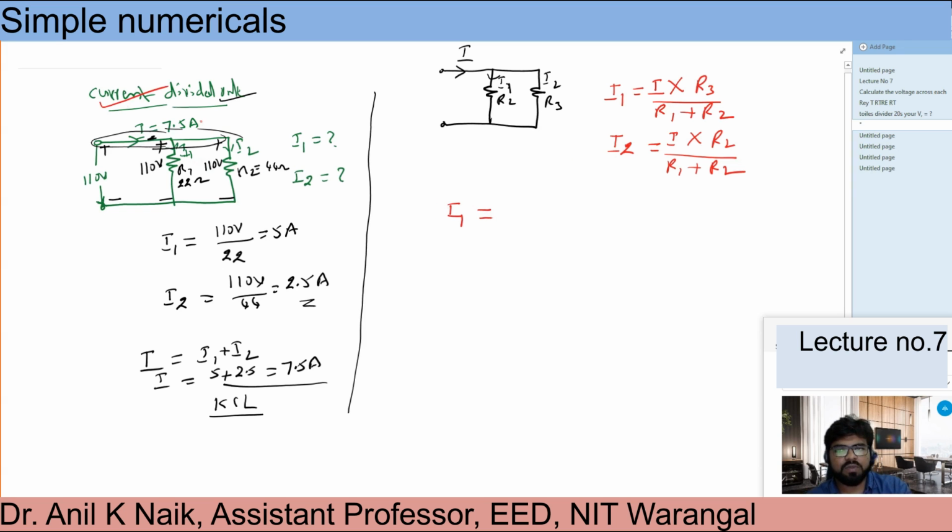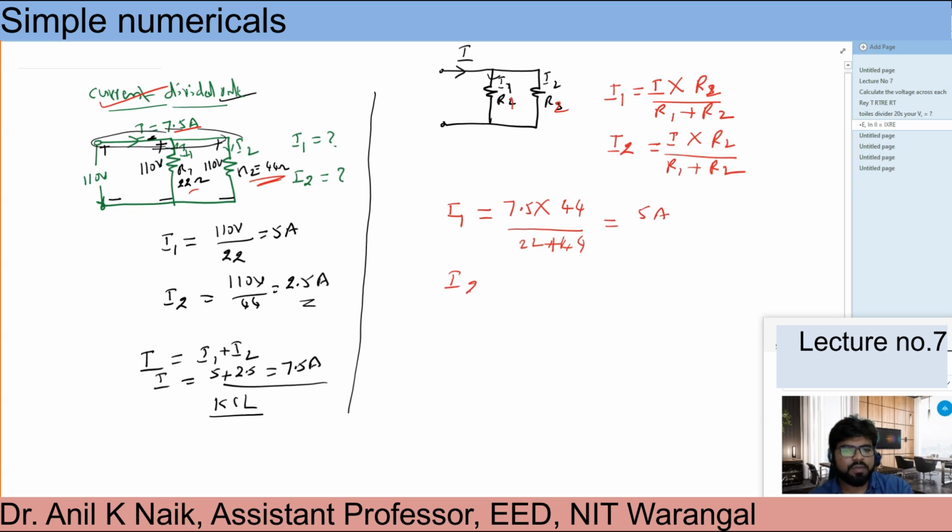So I1, the total current is 7.5 amperes into what is R3 here. Sorry, this is R1, this is R2. Okay, this is R2, yes, this is fine. Now for I1, what is R2 here? I can take this R2 as 44, divided by the total resistance, 22 plus 44. If you do this, you will get the current 5 amperes.